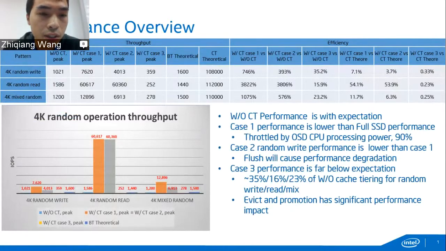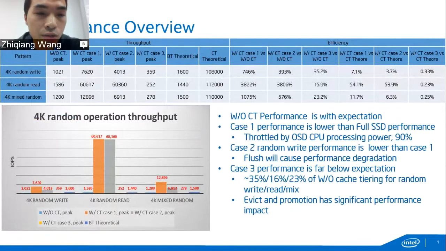Let me first explain the difference between the cases with cache tiering: case 1, case 2, case 3. In case 1, we set the dirty ratio and the full ratio of the cache tiering so that we can hold all of the data in the cache tier, and we don't need to do flush, and we don't need to do evict, and there is also no promotion in case 1. In case 2, there is flush work, but there is no promotion. And in case 3, we have all of the eviction, flush, and promotion.